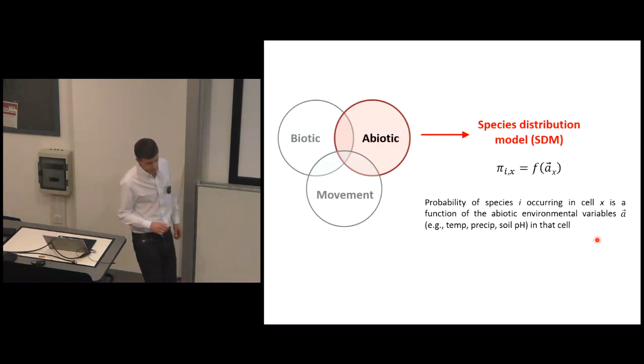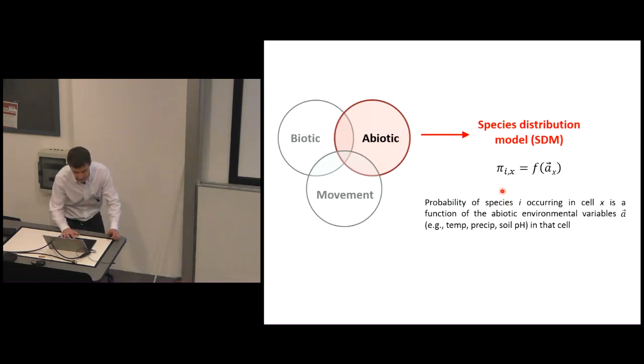So essentially all we're going to do here, and this is just a generic format, is to say that the probability of some species, let's call it I, occurring in some cell X is some function of the abiotic environment.